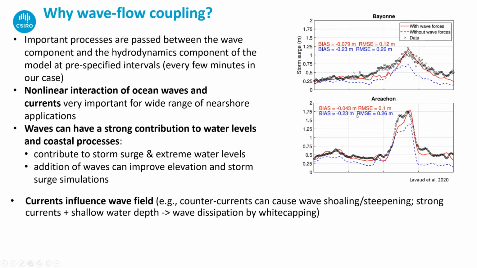So in these two plots, the circles are the observed storm surge. It's a storm surge event when you had elevated water levels here. So the circles are the observations. The red line is the model simulation when the model included waves, and the blue dashed line is when it didn't include waves. And you can see by including the waves, you get a much better simulation from the model.